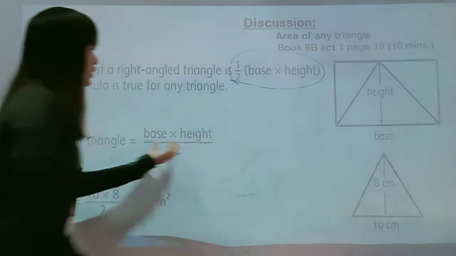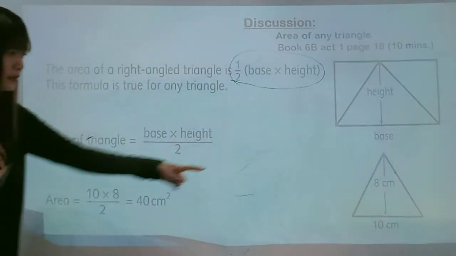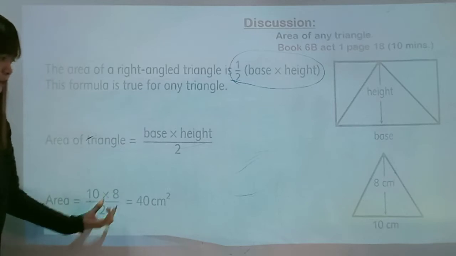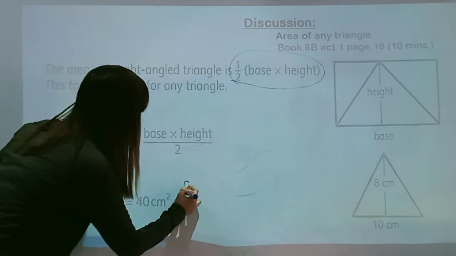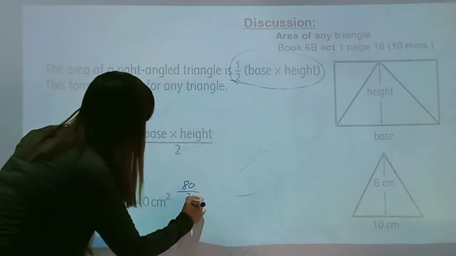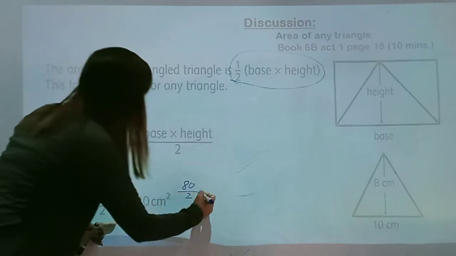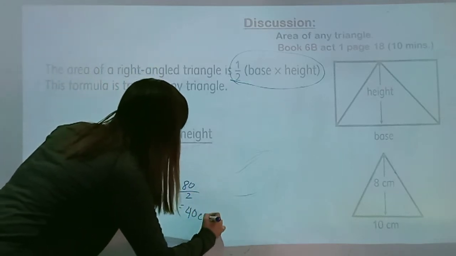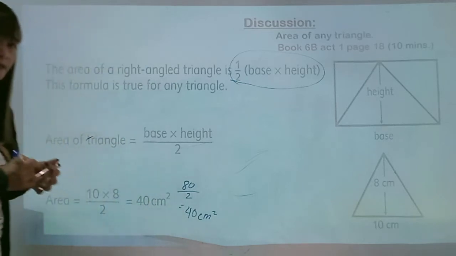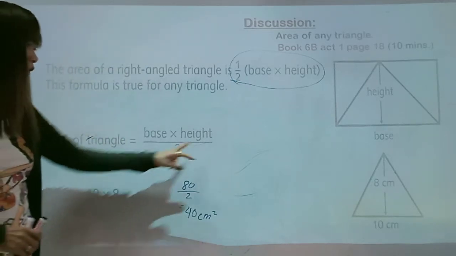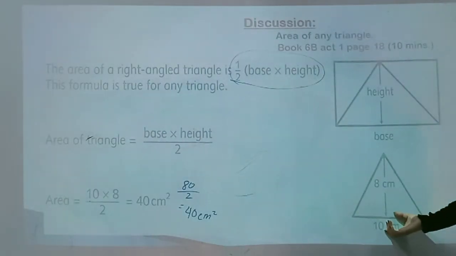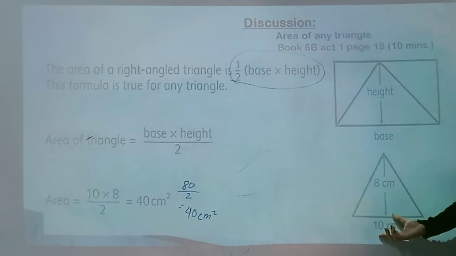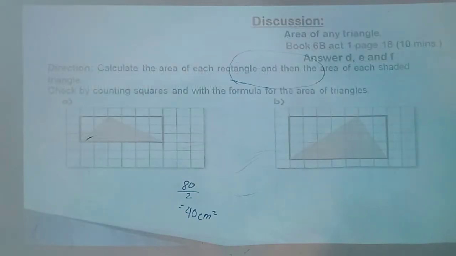By substituting the base equal to 10 and the height equal to 8, divided by 2. 10 times 8 is equal to 80 over 2. So 80 divided by 2 gives us 40 centimeters squared. Can you understand, class? So the area of this triangle is equal to 40 centimeters squared. Any questions, class? Easy, huh? Okay, very good. Let us proceed to your activity.